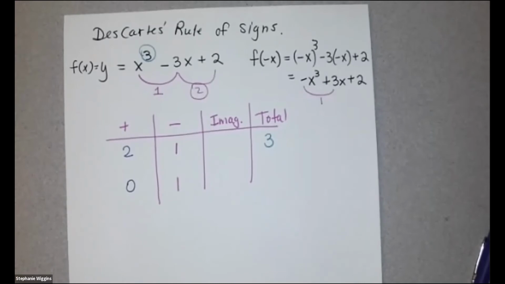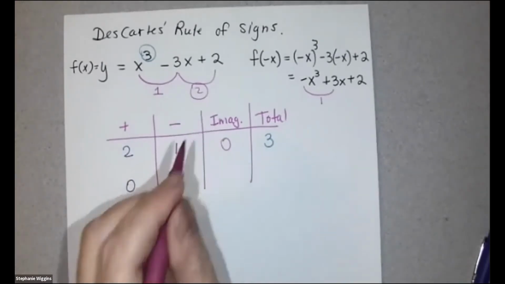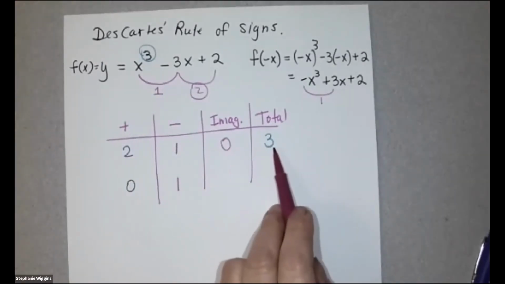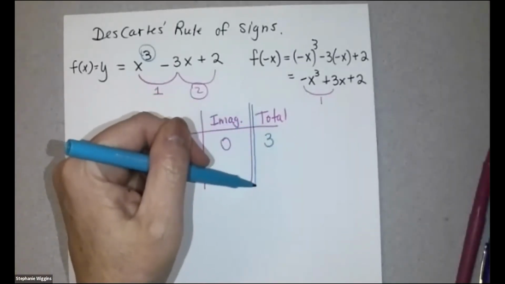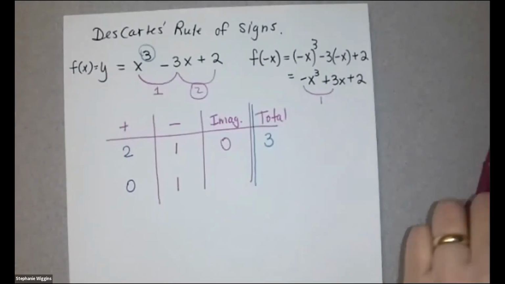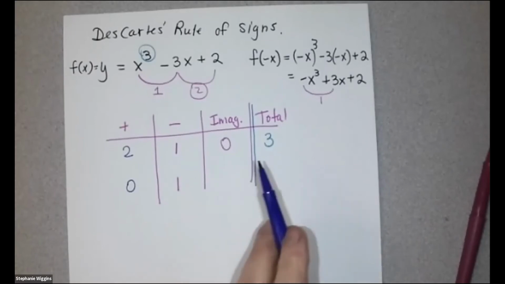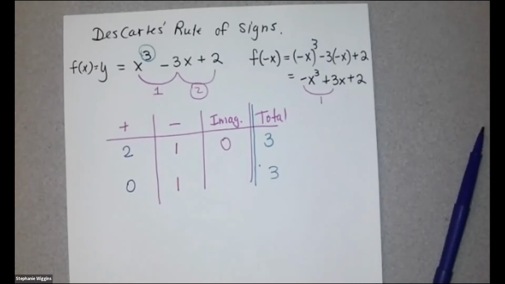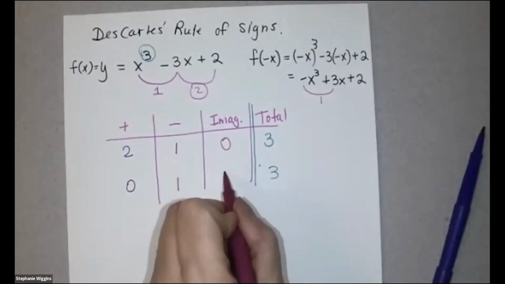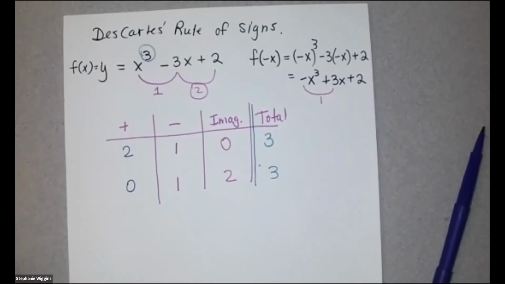But remember, the total has to add up to 3. So 2 plus 1 is 3. So this is 0 here. These 3 numbers have to add up to this number here. Okay. Just kind of put a line there to separate that, and think of that as an equal line. 0 and 1, well, in order for it to add up to 3, I have to have a 2 here. Okay. So these are the only 2 possibilities according to Descartes' rule of signs.